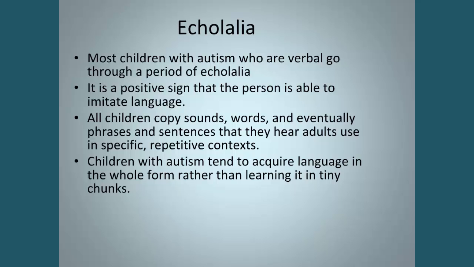Most children with autism who are verbal go through a period of echolalia as they move from being nonverbal to being verbal. We used to go, oh my goodness, let's get rid of echolalia, and now we do the happy dance because we really know that that's a positive sign that the person's able to imitate language and that they're on their way to being verbal. So all children do copy sounds and words and eventually phrases and sentences that they hear adults use in specific and repetitive contexts. Even as adults, I will hear in graduate students turns of phrase that I know these two are friends and they both have the same turn of phrase.